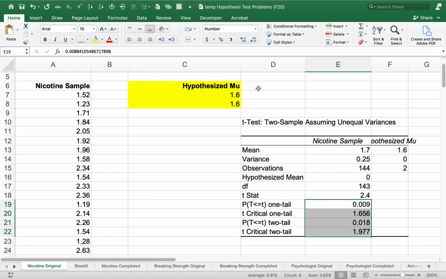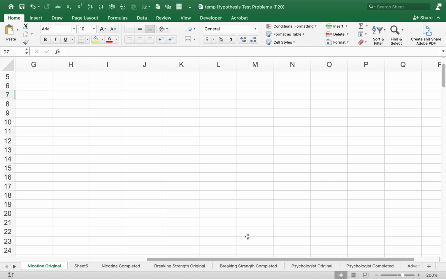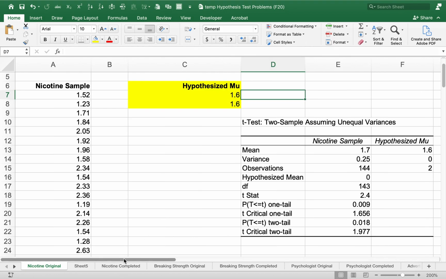There we go. And then that's pretty much what we've got. Now, this column over here that says hypothesized mu, we can just really ignore that. It's our 1.6, and then the variance of 2 numbers the same, the 2 1.6s, is 0, and there was 2 observations.